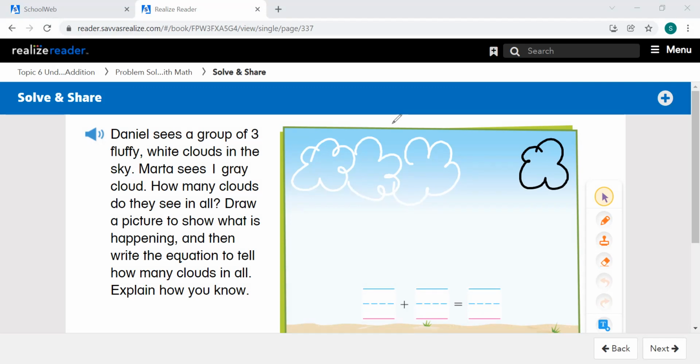So Daniel saw 3 fluffy white clouds. Let's put 3 down here. And Marta saw 1 gray cloud. So 3 plus 1 equals, now remember, we know that there are 3 clouds here. Daniel saw 3 clouds. So we're going to start from 3 and we will count on 4. So 3 plus 1 equals 4. And that is our equation. Let's go to the next page.